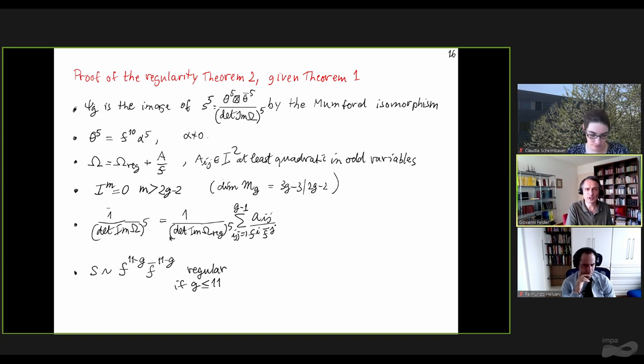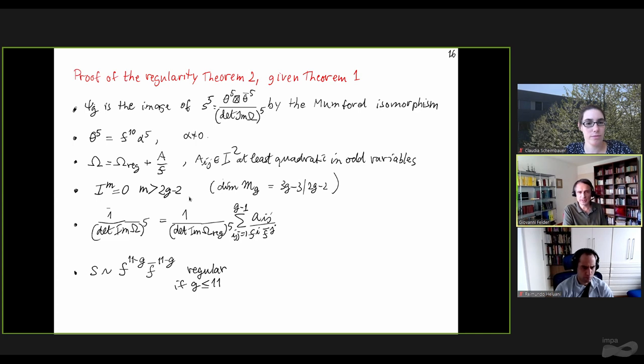So what is our formula? Our formula is the fifth power of theta divided by the fifth power of the determinant of the imaginary part of the period matrix. The Mumford isomorphism is just smooth. There is no problem there. So we need to understand the behavior of this. Since theta has a second order zero, the fifth power will behave as f to the 10, a 10th power. And then there is an additional input that the period matrix, when restricted to the moduli space of curves, the reduced space, is actually regular. It is the Riemann period matrix, which is regular there, and doesn't know anything about spin structures. So the pole which arises is nilpotent, at least quadratic in the odd variables. So this is the behavior.